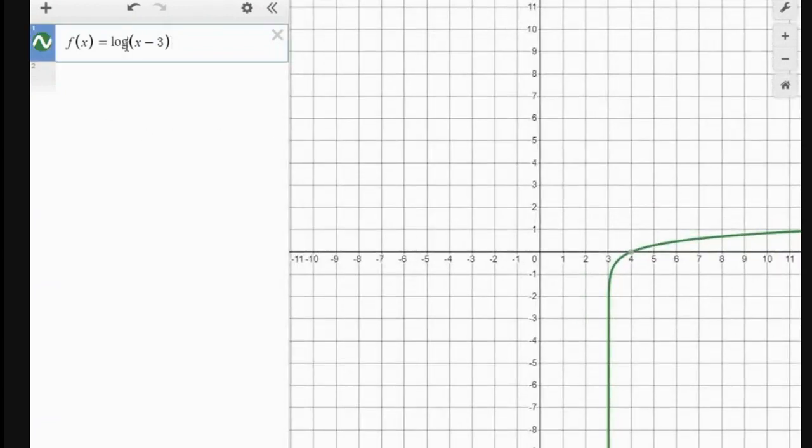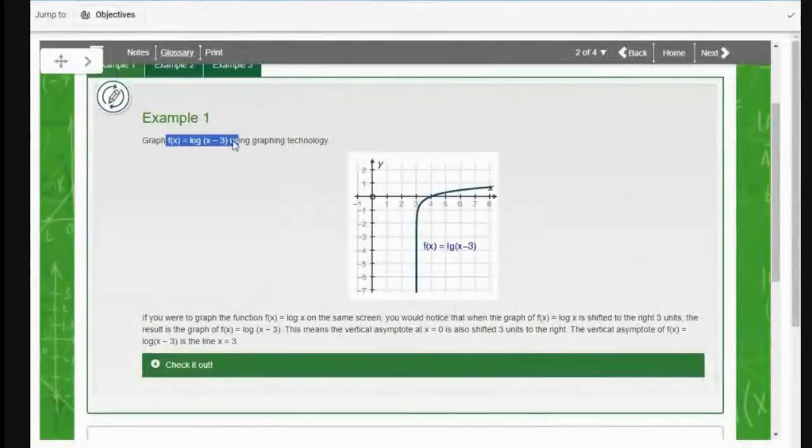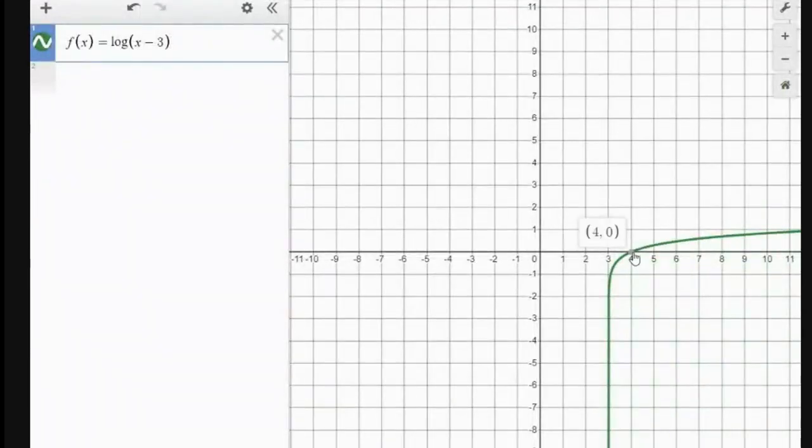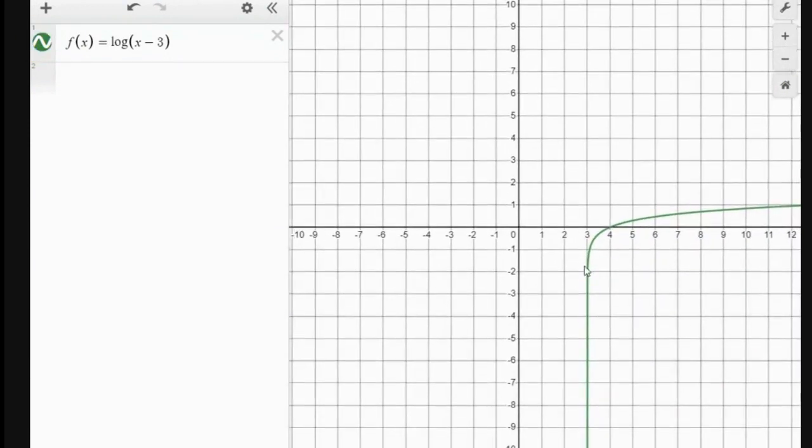There it is. That's base 10, obviously, because we didn't put a base. So it's base 10. This is base 10. Notice it goes through the x-intercept at 4. And this has an up and down asymptote. Logarithms have up and down asymptotes. An asymptote at x equals 3.